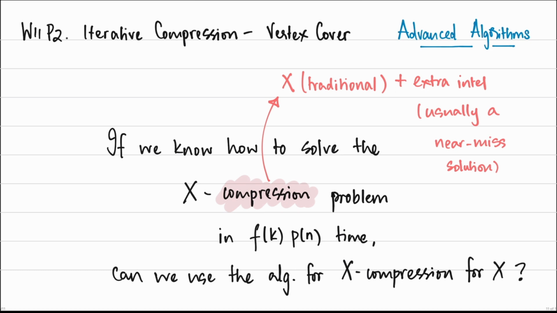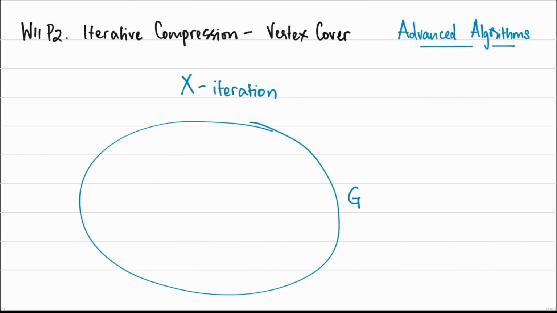Remember that we just have access to an algorithm that can take solutions of size k plus 1 and compress them to solutions of size at most k if they exist. Otherwise, we say no. That's what we have access to. Now what we want to do, of course, is to solve the original problem where we simply have a graph G and a budget k, and we're looking for a vertex cover of size at most k. So how do we bring the compression algorithm into this picture?